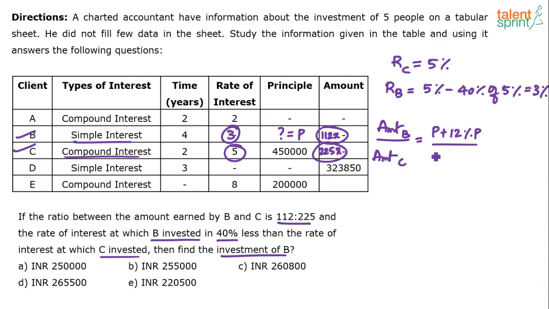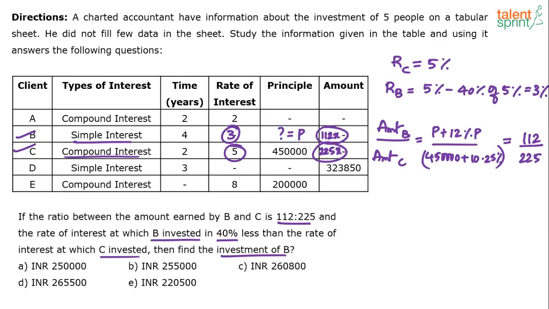Yeah, so this is like 4,50,000 plus 10.25% of that. You getting it? Is equal to 112 by 225. The ratio of the total amounts is 112 is to 225. So 112 by 225 equals principal plus 12% of the principal, and this principal 4,50,000 plus 10.25% of 4,50,000, because this is 5% for 2 years. This is 3% for 4 years. The big difference is this is SI case and this is a CI case.